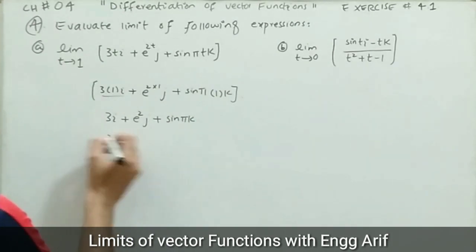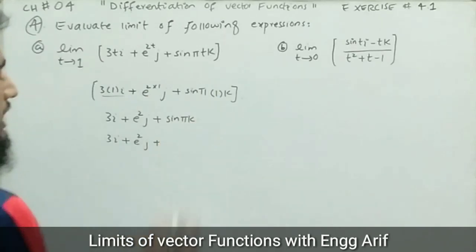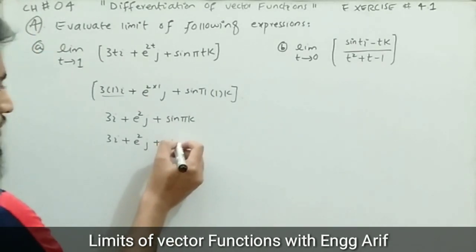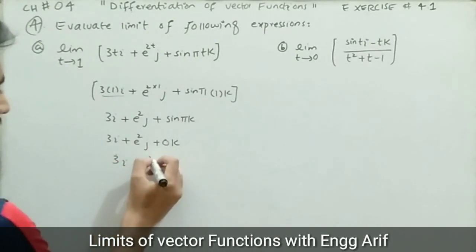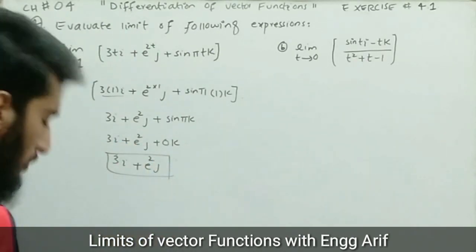So by simplification, it will give us 3i plus e power 2 j, and you know that sine pi is actually equal to sine 180, and sine 180 gives us the value 0 k. So the required answer will be 3i plus e raised to the power 2 j. This is the answer for part A. Now move to part B.